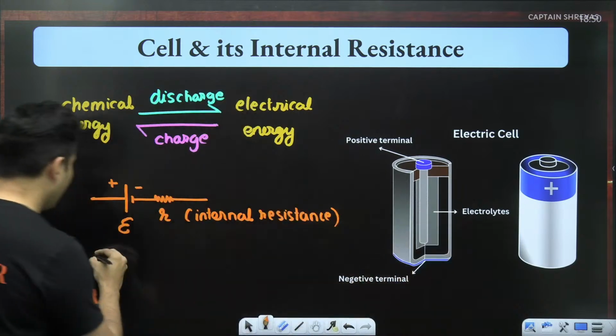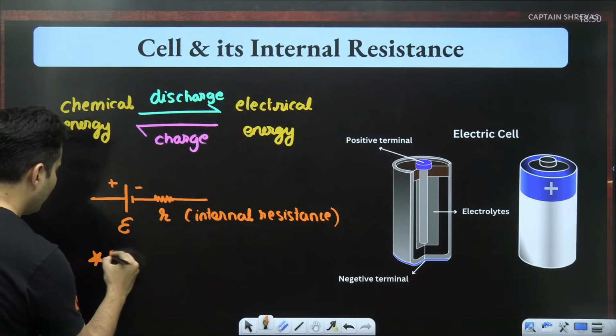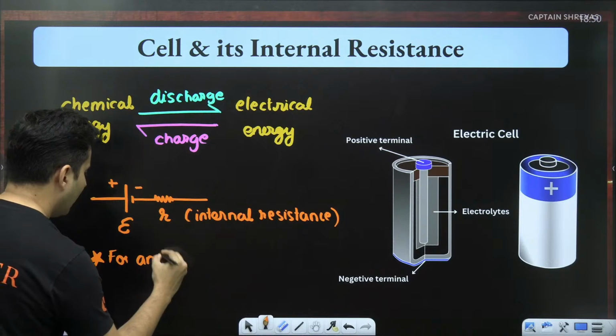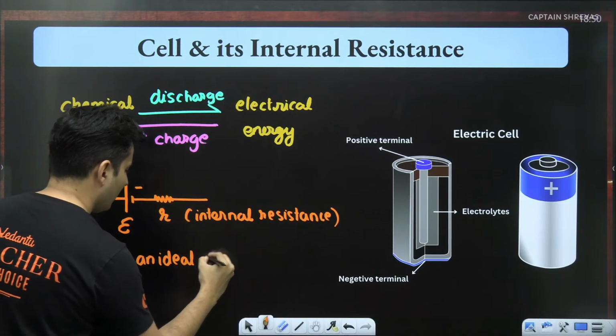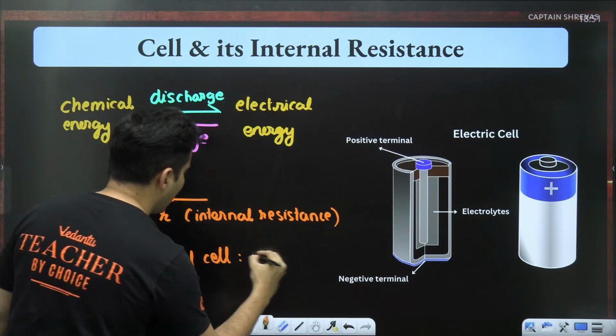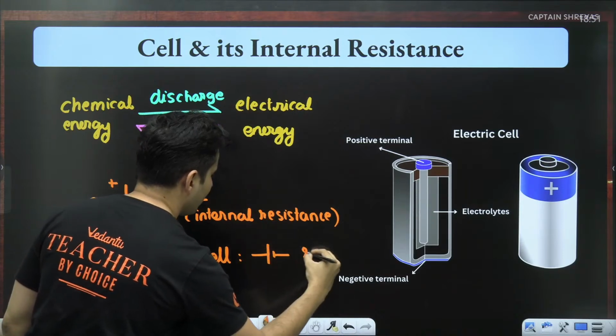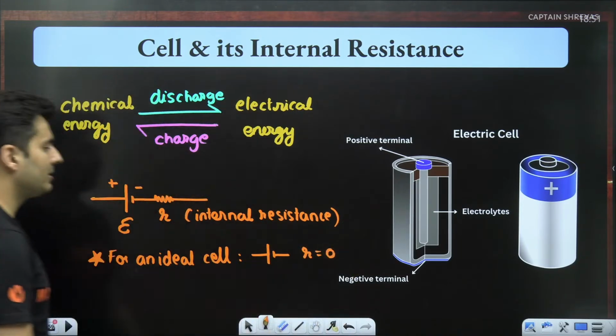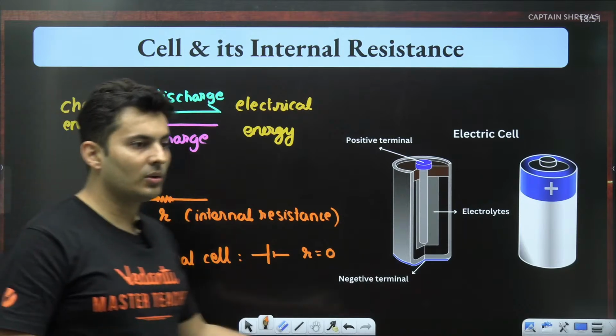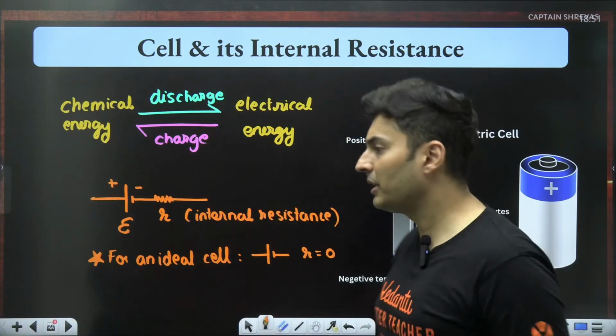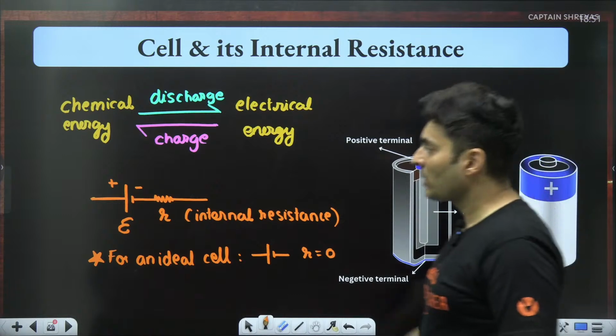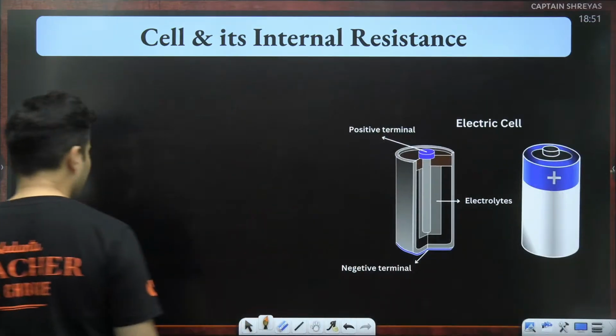For an ideal battery, for an ideal cell, the diagram will be just like this, because internal resistance will be 0. There is no resistance present inside that particular cell. Keep that in mind. Now, what is this EMF exactly?